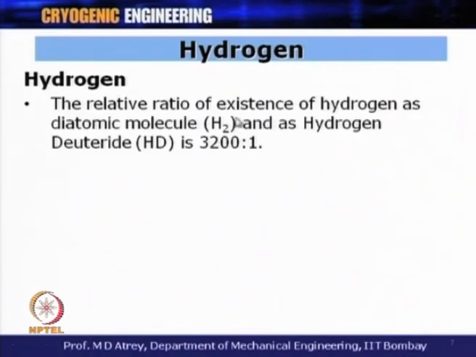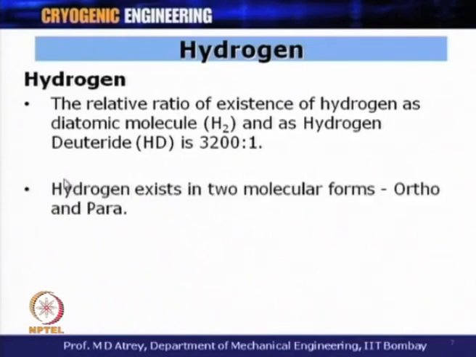The relative ratio of existence of hydrogen as a diatomic molecule, that is hydrogen H2, and as hydrogen deuteride: sometimes hydrogen is H2 or HD. A hydrogen atom and a deuterium atom get combined to form hydrogen deuteride HD, and the relative ratio is 3200 to 1.